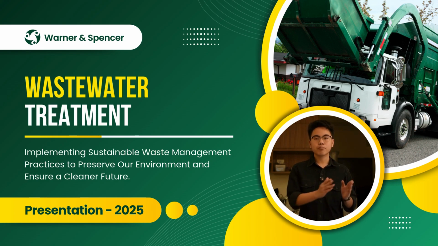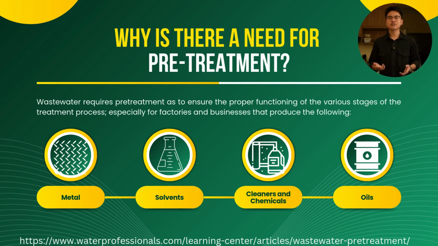So, before we go to primary to tertiary, let's first talk about pre-treatment. Why exactly is there a need for pre-treatment? This is because wastewater contains various items. For example, it can have metal, solvents, chemicals, cleaners, and oil that can be suspended in the wastewater that make it difficult for the treatment process.